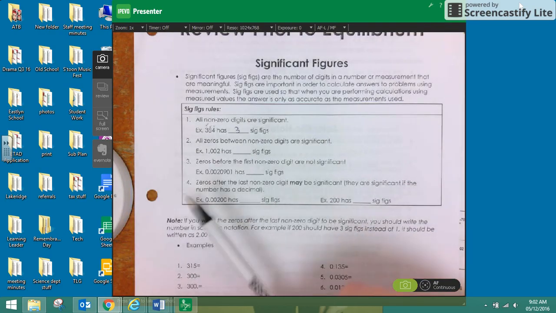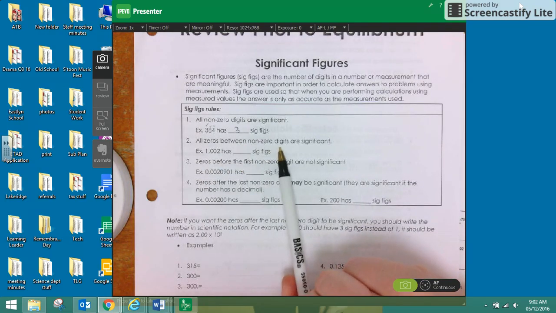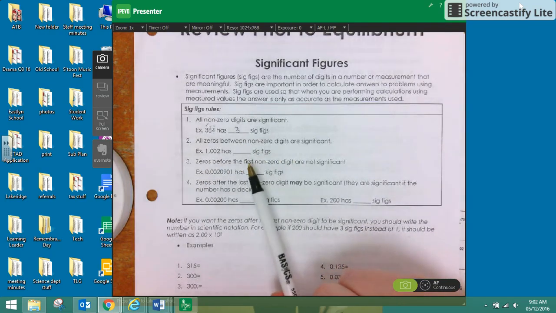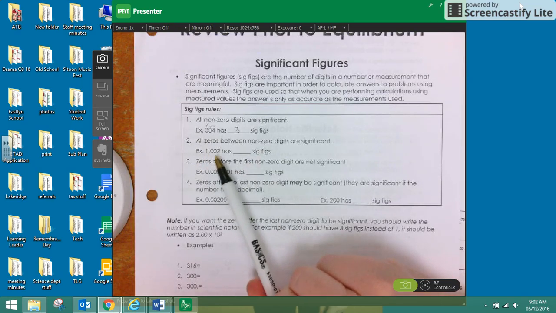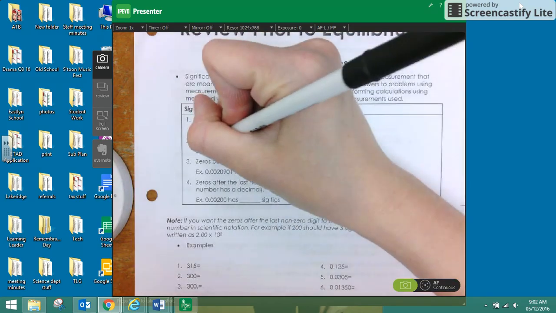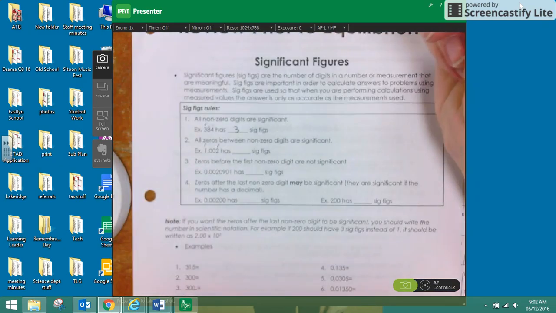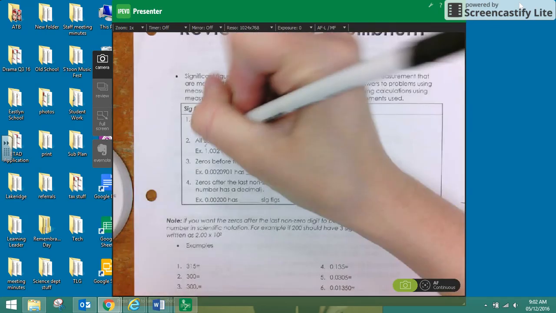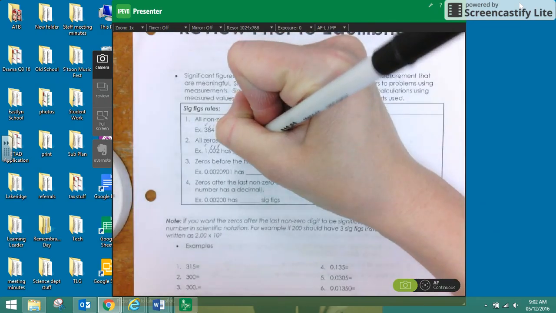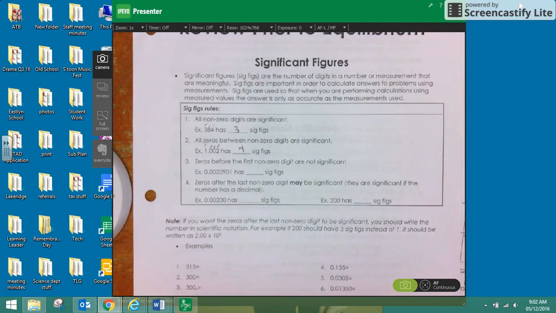The second rule is that all zeros between non-zero digits are significant. I call these sandwich zeros. So if there's a non-zero and a non-zero and some zeros in between, the in-between zeros are significant. So 1 and 2 are definitely significant because of rule number 1, and the sandwich zeros are also significant, which means we have 4 significant figures in that number.